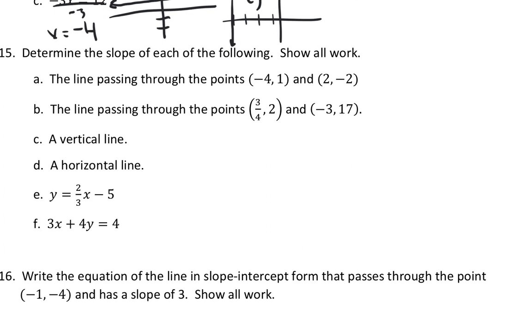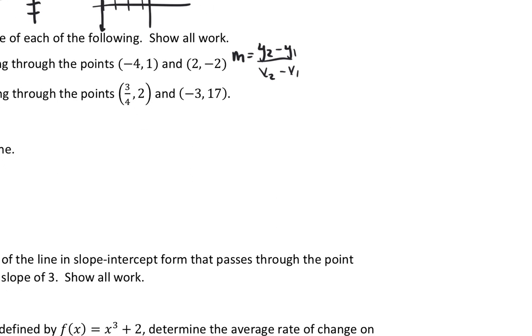Determine the slope of each of the following. Show your work. A: a line that passes through the points -4, 1 and 2, -2. So we know that we can use our equation m equals y2 minus y1 over x2 minus x1, and we can just plug in those points. Here we have 1 minus 2 over -4 minus 2, which is equal to 3 over -6, which is equal to -1/2. So that is our slope for part A.